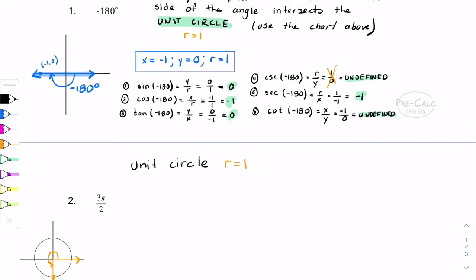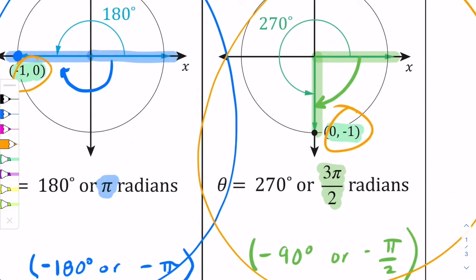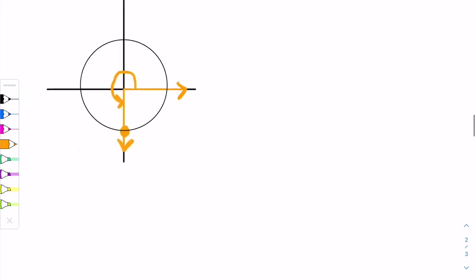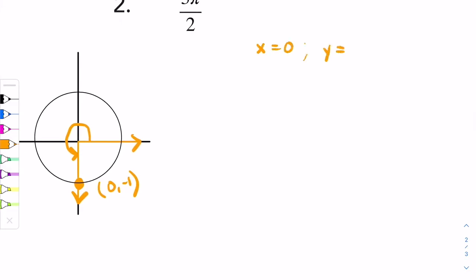If I scroll up, here's where my 3 pi over 2 radians is. It looks like that point is at 0, negative 1, which I would have already known without looking at the chart if you just remember that the radius is 1. So I know that this point is at 0, negative 1. This gives me an x value of 0, a y value of negative 1, and because we're on the unit circle, an r value of 1.